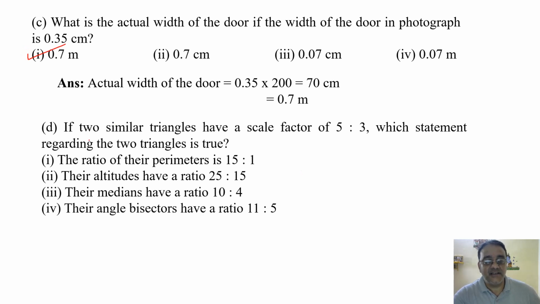Now the last one: if two similar triangles have a scale factor of 5:3, which statement regarding the two triangles is true? The ratio of perimeter is 5:1. Wrong, because the ratio of perimeters and the ratio of sides remain the same. Their altitudes have a ratio 25:15. Okay. Next, their medians have a ratio 10:4.